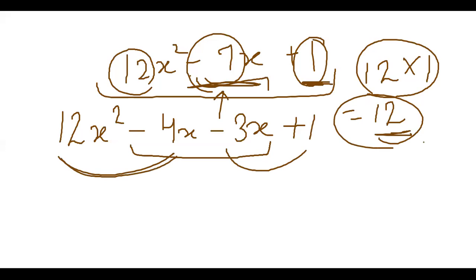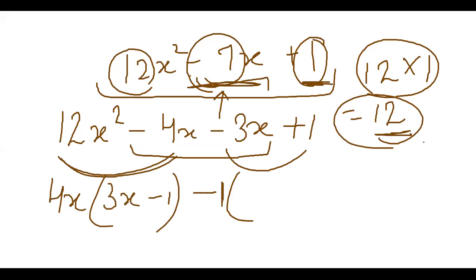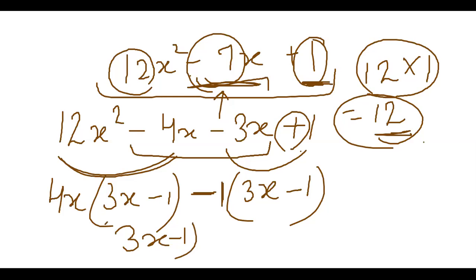First two में क्या कॉमन है? 4x. It will leave 3x minus 1 inside. Then minus common. You can take here 1 minus 1 common. What is left inside? 3x minus 1. Inside sign will be changed because outside there is minus. Now again take 3x minus 1 common from both of the terms. What is left inside? 4x minus 1. So here are the factors of the given expression: 3x minus 1 into 4x minus 1.